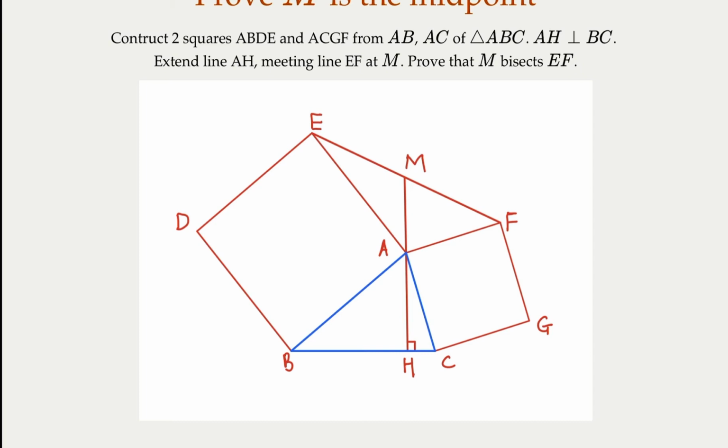Okay, here is a geometry problem, and we have a triangle ABC in color blue, and we construct two squares from the sides AB and AC. And for AH perpendicular to BC, we extend the AH and meet the line segment EF at point M. We want to prove that M is a midpoint.